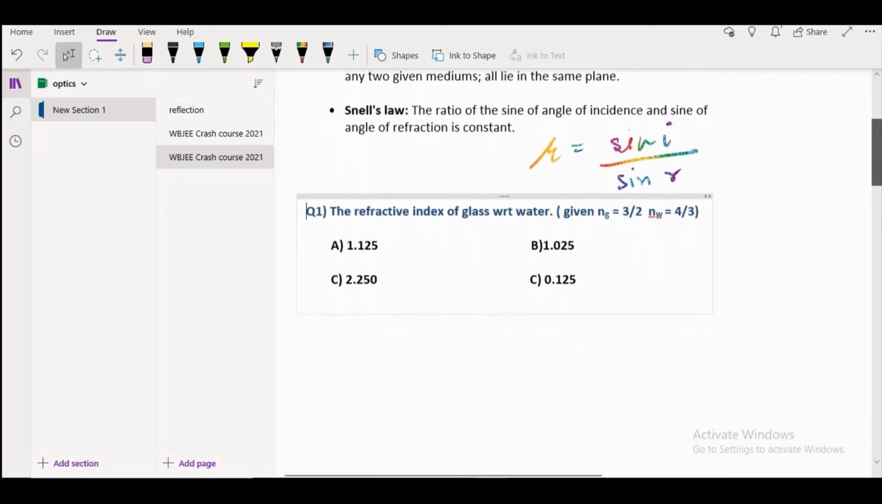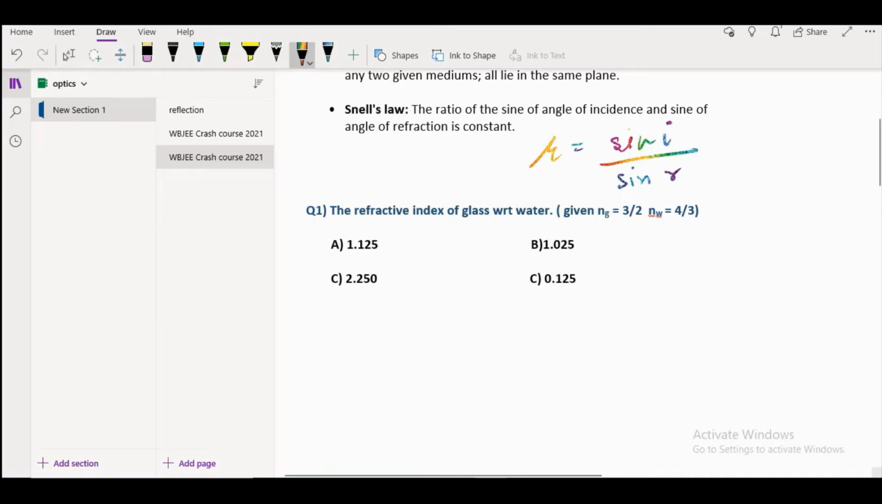The question number 1. Refractive index of glass with respect to water. We have to find that, and given is refractive index of glass with respect to air and refractive index of water with respect to air. Both of them are given, and you have to find the refractive index of glass with respect to water. It's very simple. Mu g. It is denoted by n here, so let's not use mu.